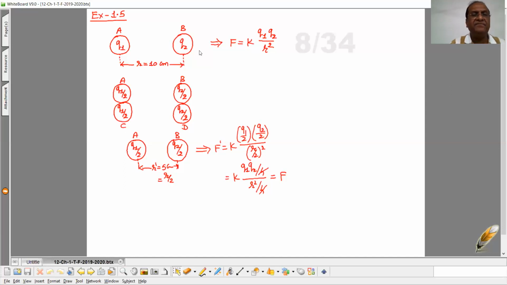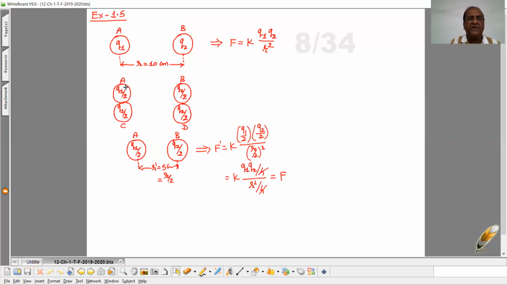Very simple. Now see, suppose initially sphere A and sphere B are charged. The charge on A is Q1, the charge on B is Q2, and these two are separated by a distance of 10 centimeter. Say this distance is R. So we can write the force between A and B as k Q1 Q2 upon r square.